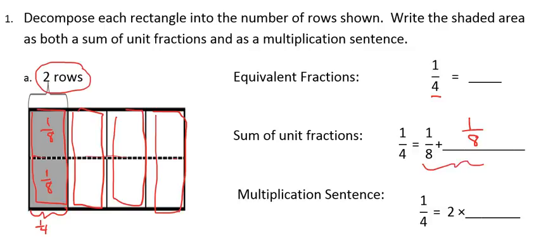To show that as a multiplication sentence, we would say 1/4 is equal to 2 times 1/8, or 2 groups of 1/8.